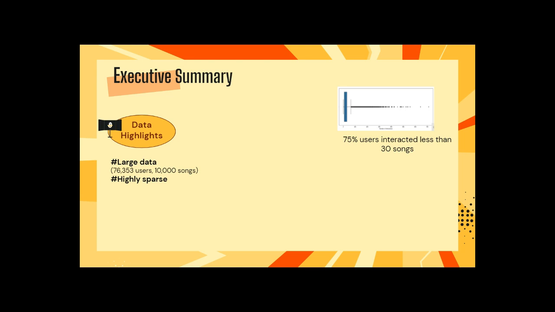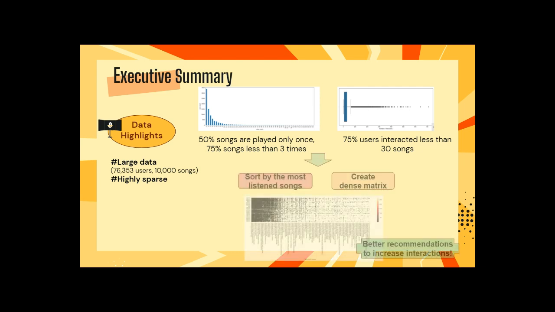Moreover, 50% of songs are played only once and 75% of songs fewer than 3 times, which means we need to focus on songs listened to by most users rather than songs most listened to by certain users. Therefore, we can sort the data by the songs listened to by most users and create a dense matrix to find a group of similar users who listen to similar songs for better recommendations.